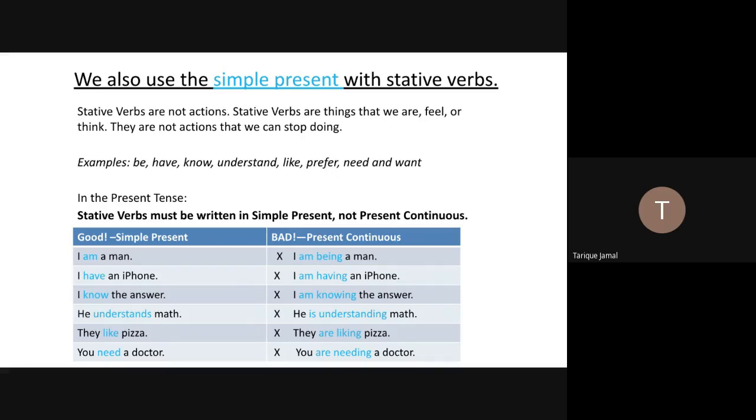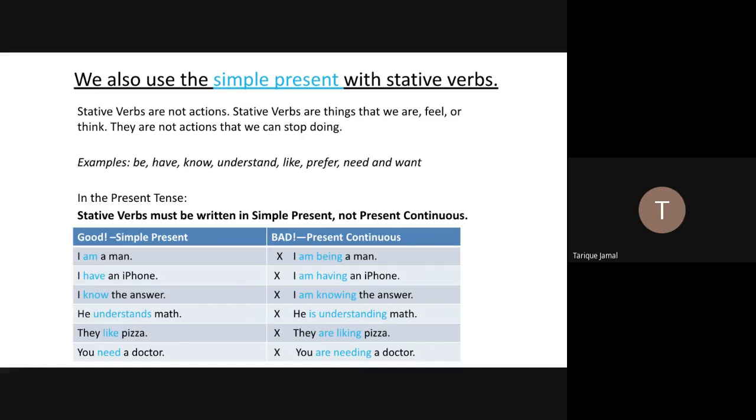So examples: be, have, know, understand, like, right? And then we have prefer, need, and want. So in the present tense, stative verbs must be written in simple present, not present continuous. Okay? So remember, in the present tense, stative verbs must be written in simple present, not present continuous. So what is present continuous? It is -ing, right? We add -ing on present continuous. So we are not going to do that when we are writing stative verbs, right?